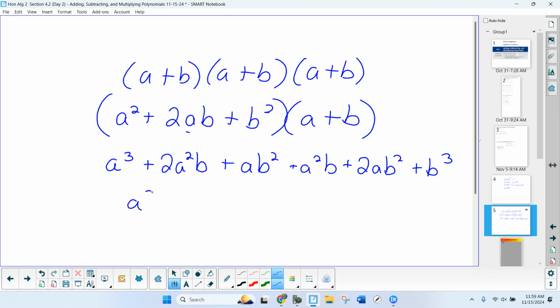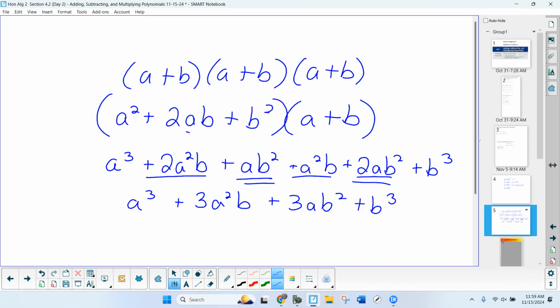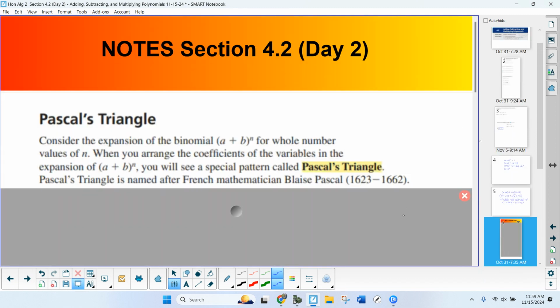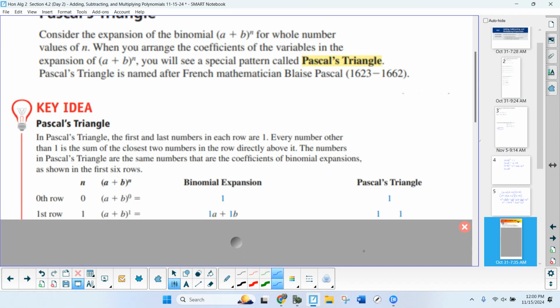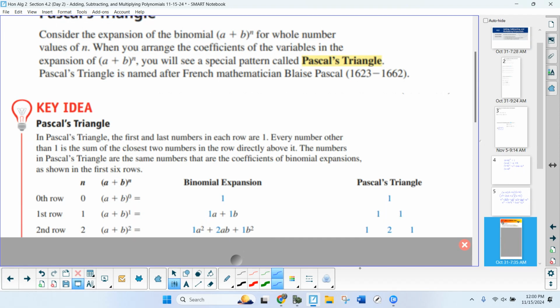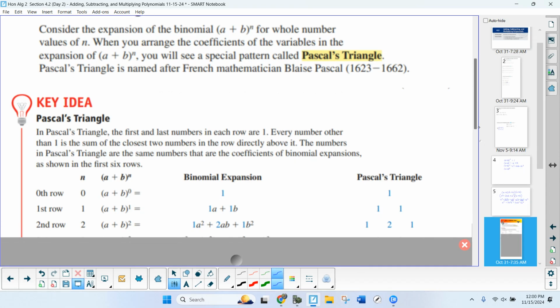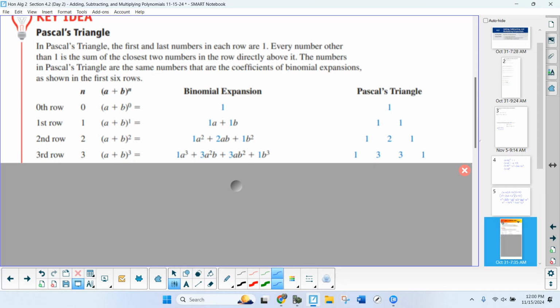And so I got a to the 3rd. I can put these together, so you get what? 3a squared b, and then what do you get here? 3ab squared, and then what do you get on the end? B to the 3rd, okay? And you can see the binomial expansion for the rest on your key idea, okay? So I went through and I showed you how we got 1, how we got a plus b, a squared plus 2ab plus b squared, and then I did this one, okay?